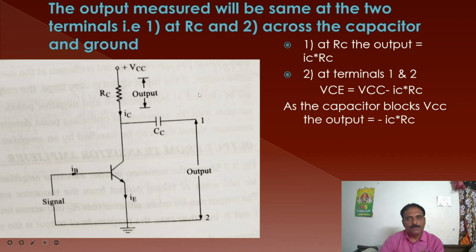So at the RC, if you measure the output, the magnitude is going to be the same as that of the voltage measured at the terminals 1 and 2. The only thing is the sign is going to vary, whereas the magnitude remains constant. This is how we can measure the output from a CE amplifier. This type of receiving the output helps us when we consider the multi-stage amplification process. That is the reason why we receive the output like this.